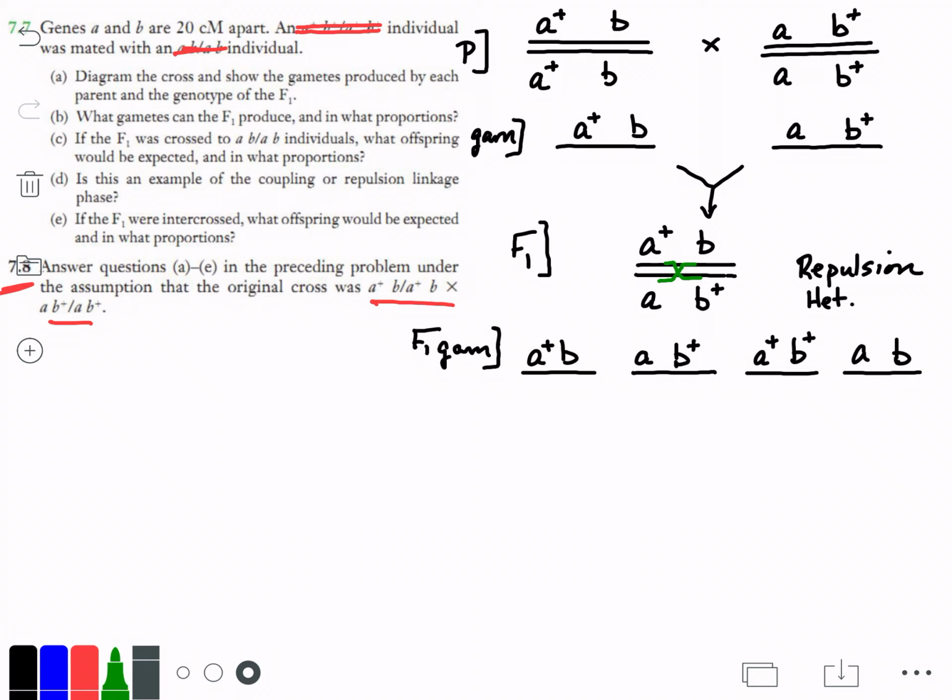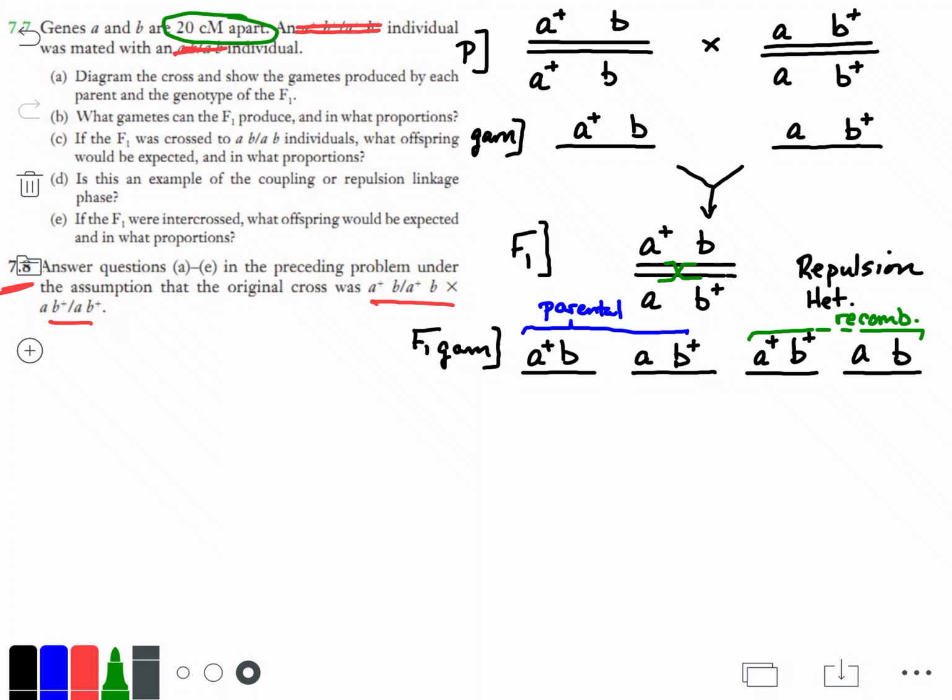So I have my parental type here, and I have my recombinants here. They say with what proportions? Well, if these 2 genes were unlinked, like in a normal Mendelian cross, we would say 1/4 chance of each, 25% each. In this case, now when we look at proportions, this is where we have to look at the distance that's been given to us.